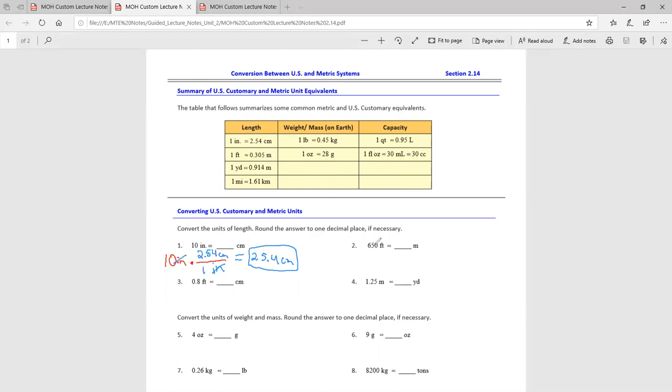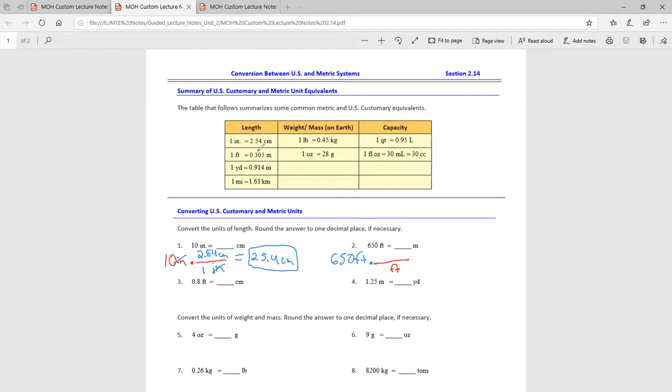Number 2, going from 650 feet to meters. So do we have something that goes from feet to meters? Well, not the first one. Second one, feet, meters, feet, meters, feet, meters. Yes, we do. We're going to use the second one. So we start out with our 650 feet. And we know we're going to multiply this by a fraction. And in that fraction, the old units have to go in the bottom. We know that before doing anything else. We know that feet have to go here. Even without knowing that there's a conversion up there, that would be true.